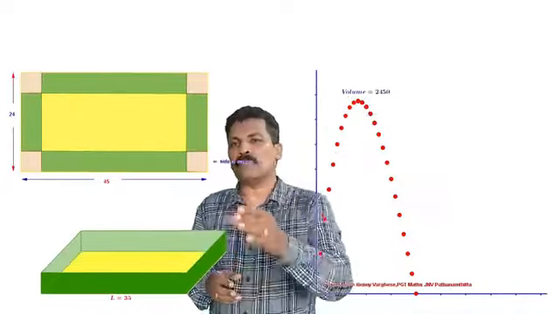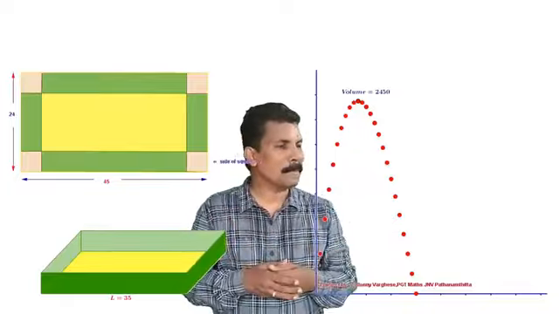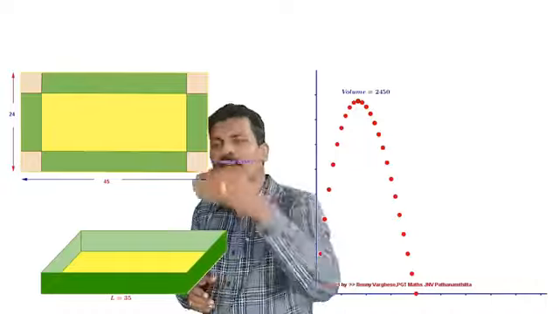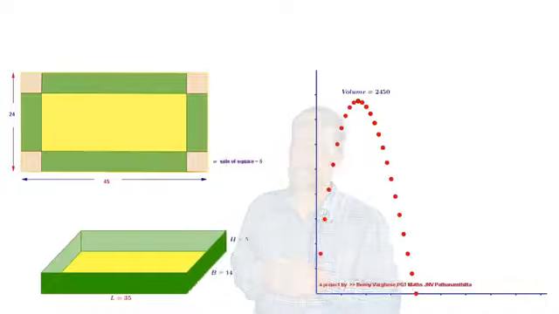Now what about the height of the box? That is 5. And what about the height here? Height is nothing but the side of the square that we have to cut off from the given sheet.